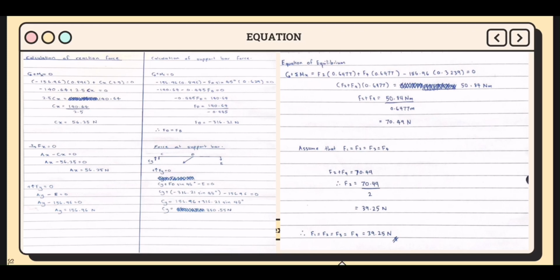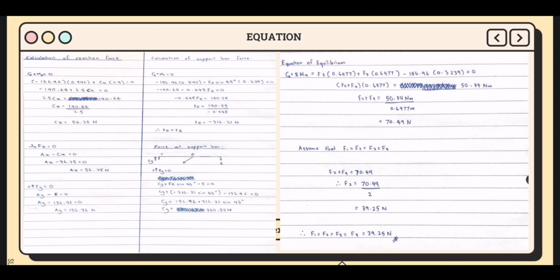First of all, to find the reaction force at point C, which is Cx, we use the moment method between point C and E. First, we take the force at point E times the distance C to E, which is 0.896, plus 2.5 Cx. Then we move negative 140.64 to the right side and we divide it by 2.5. From that, we will get the Cx value, which is 56.25.